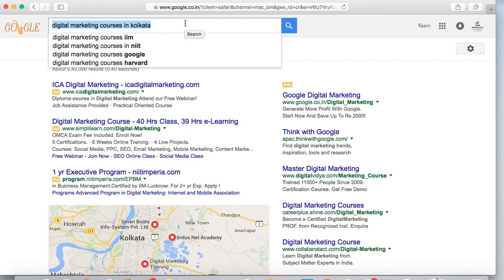Now, keywords are of two types. One is called a broad type of keyword or generic keyword. Another one is called a long tail keyword. Now, what is a broad keyword?